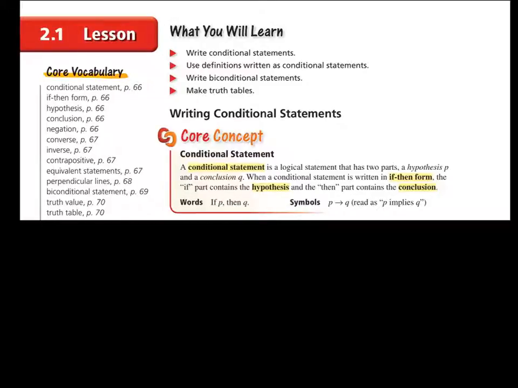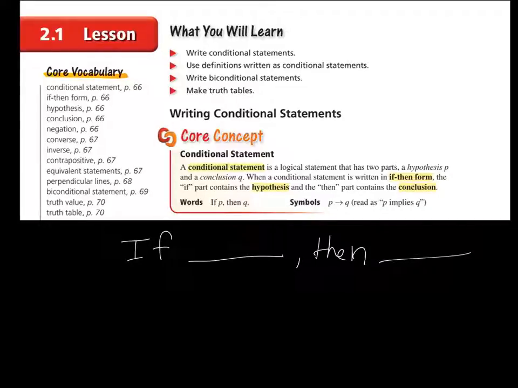Okay, in this lesson we're going to go over conditional statements. These are statements in if-then form. Some of your problems today in the homework will just be a statement and then you have to transfer it into a conditional statement. Understand that if it's a conditional statement, it's going to be things like if, and then you have a statement, comma, then another statement.